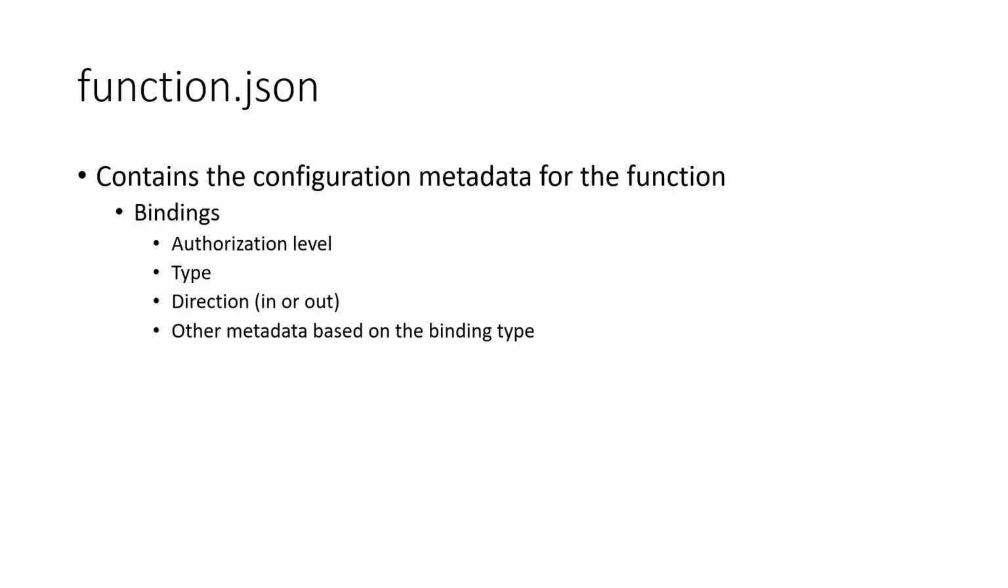Function.json contains the configuration metadata for the function. Specifically, it contains the function's bindings. Having developed .NET functions, you should be familiar with bindings. Whereas in .NET functions, bindings are specified via attributes in the C# code, they're specified in function.json in JavaScript functions because JavaScript does not have the concept of attributes. Some of the binding information found in function.json is the function's authorization level, the binding type, the binding direction, and other binding information based on the binding type.